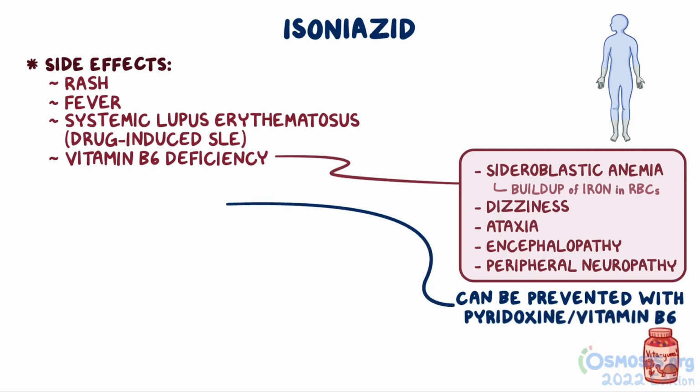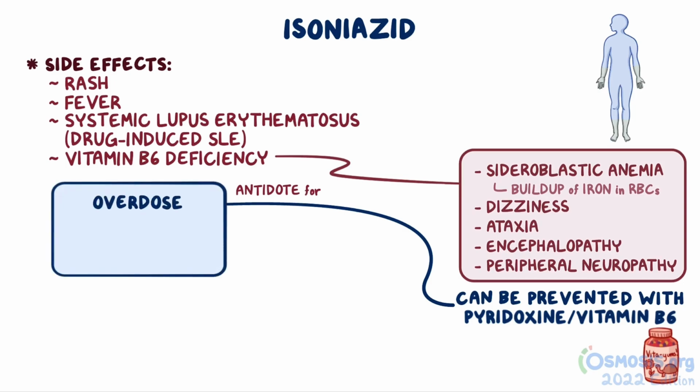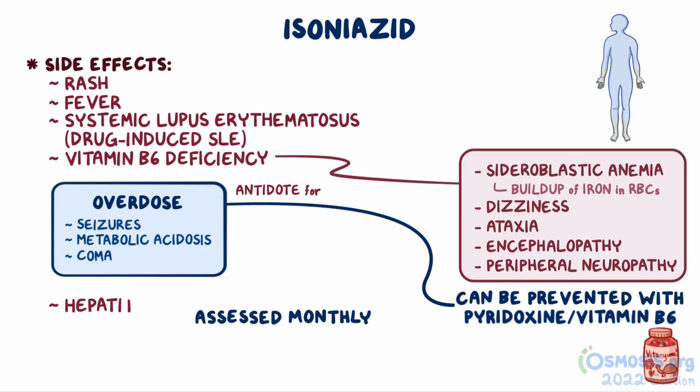Pyridoxine is also useful as an antidote in case of overdose with isoniazid, which can cause seizures, anion gap metabolic acidosis, and coma. Last but not least, patients who receive isoniazid should be assessed monthly for symptoms of hepatitis and jaundice in order to detect this serious potential side effect. If liver damage is present, the medication should be discontinued right away.